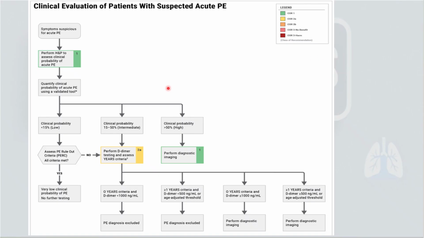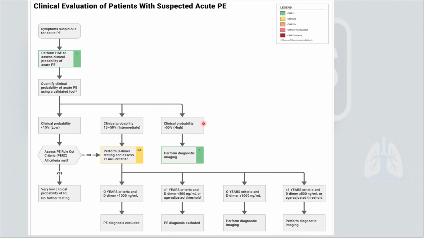So this is one of the tables or flow charts showing the clinical evaluation of patients with suspected acute pulmonary embolism. This is almost the same as previous. So again, starting with history and physical, clinical probability scoring, which classifies into low, intermediate, and high clinical probability. Low is less than 15%. Intermediate is 15 to 50, and more than 50 is high.